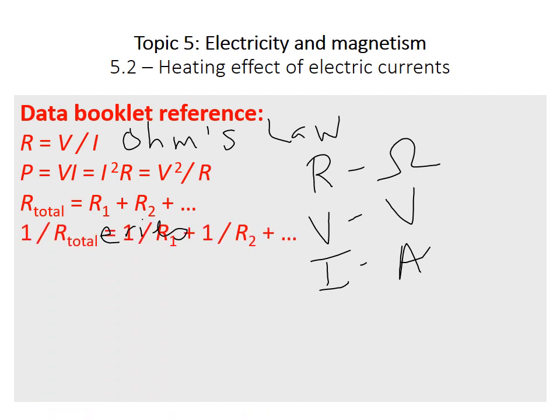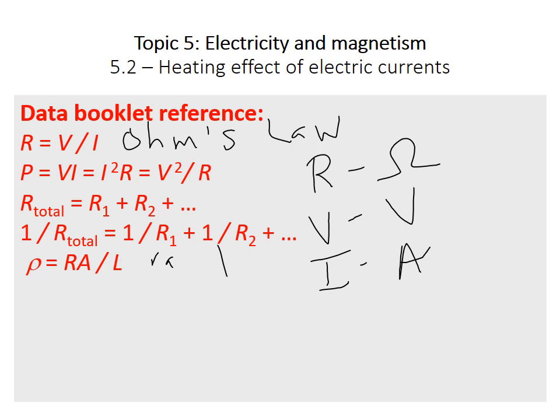For resistors wired in parallel, we use this equation. You invert the value for each resistor first, you add up all of those fractions, and then you have 1 over the total resistance, and you end up inverting that sum.